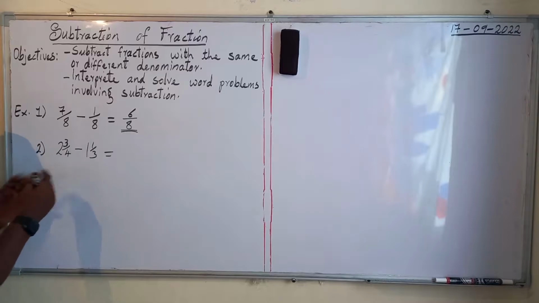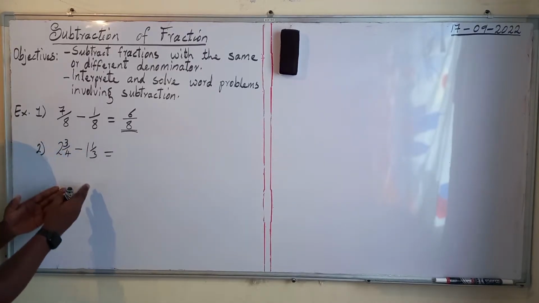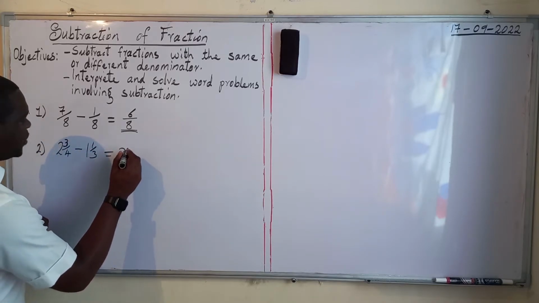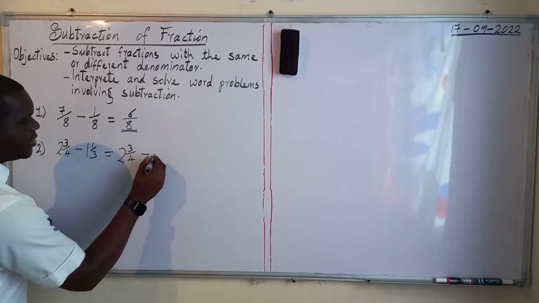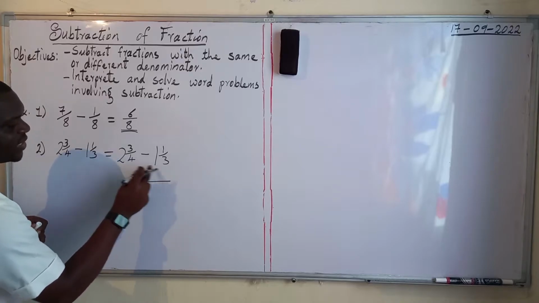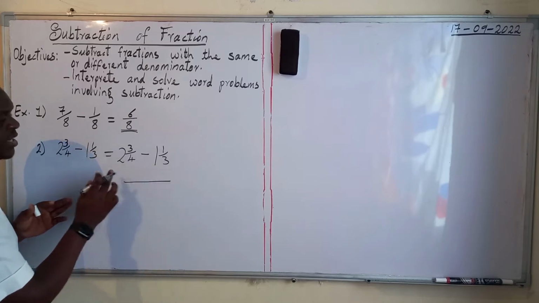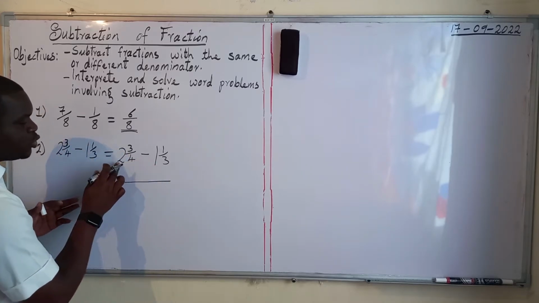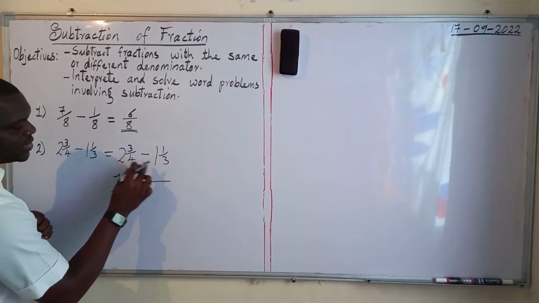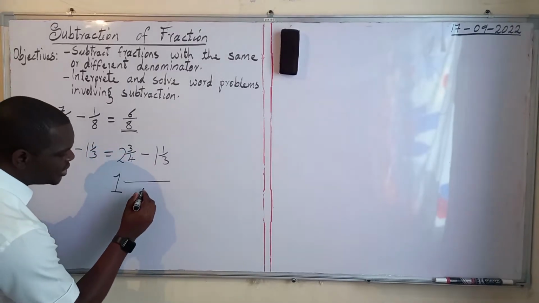Looking at example 2, we find out that these are mixed numbers or mixed fractions. So in this case, what do we do? The first thing is we can restate the question: 2 3/4 minus 1 1/3. If the denominators are different, we find the LCM of the denominators. And before we do that, you first of all subtract the whole numbers. 2 take away 1 is going to give us 1. And the denominator here is 4 and here is 3. The LCM of 3 and 4 is 12.